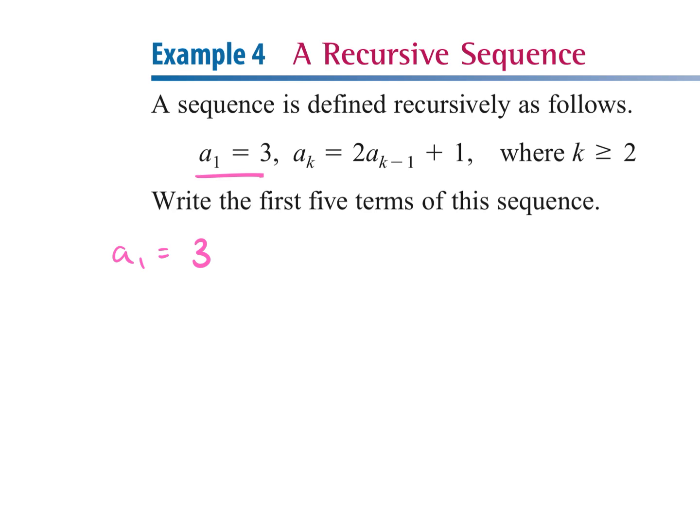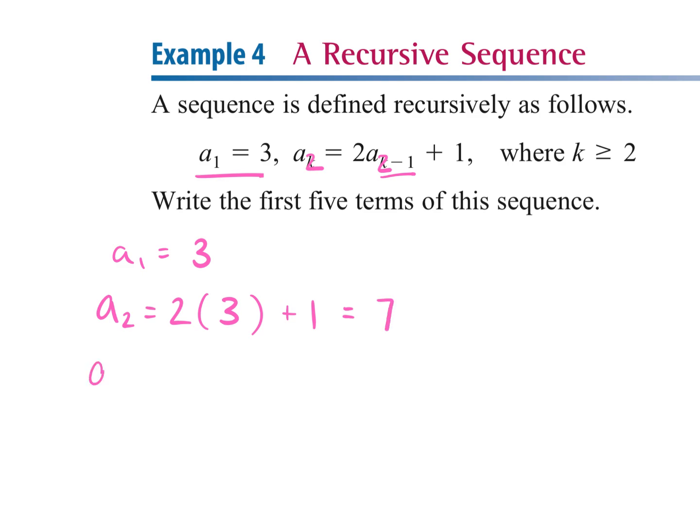Let's say I wanted to find a sub 2. If I plugged 2 into my k here, I'm looking for a sub 2, the second term. We would have 2 times a sub 2 minus 1, plus 1. What is a sub 2 minus 1? What's 2 minus 1? 1. So this is a sub 1. What it's asking us to find a sub 2, we need to do 2 times a sub 1. What is a sub 1? 3, plus 1. So when we plug in 3, we have 2 times 3 plus 1, which would be 7.